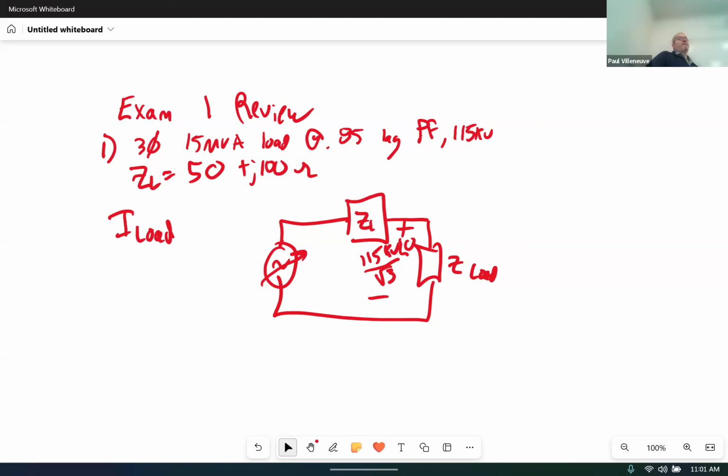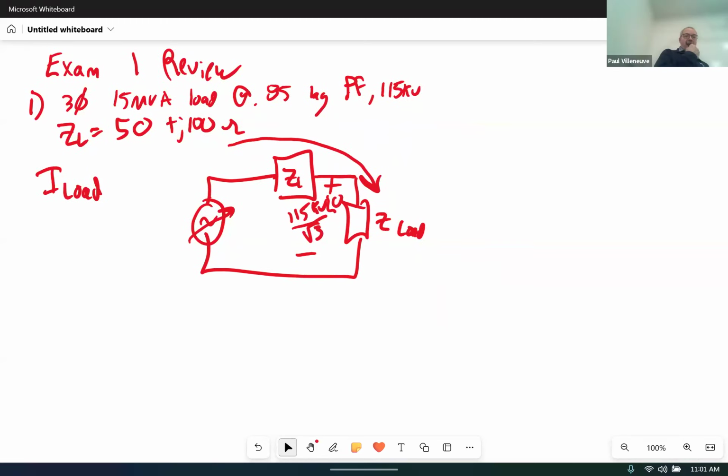Yes, sir. So it asks for line current though. So you'd use phase voltage to find line current? Isn't this a series circuit? Isn't line current the same as load current? Oh, yeah. It's just a series circuit, right? So that current exists everywhere. So it's line current, it's load current, it's the same thing. Okay.